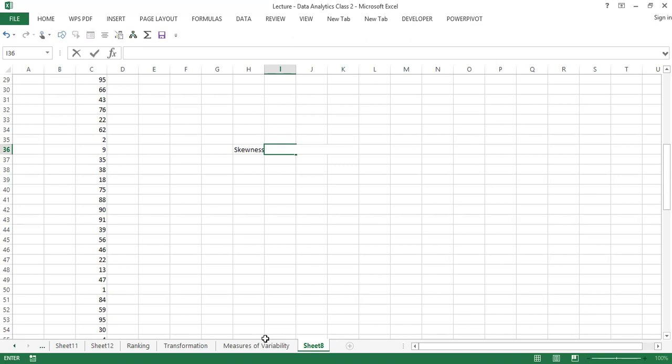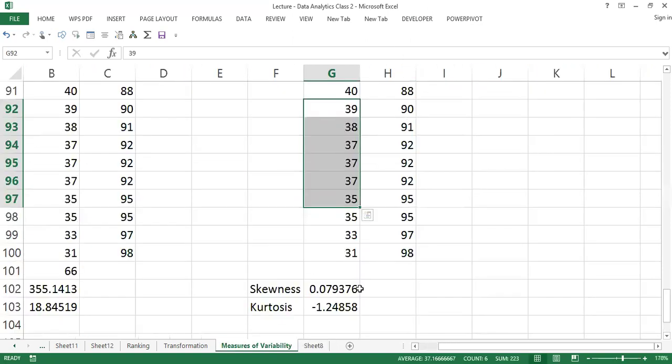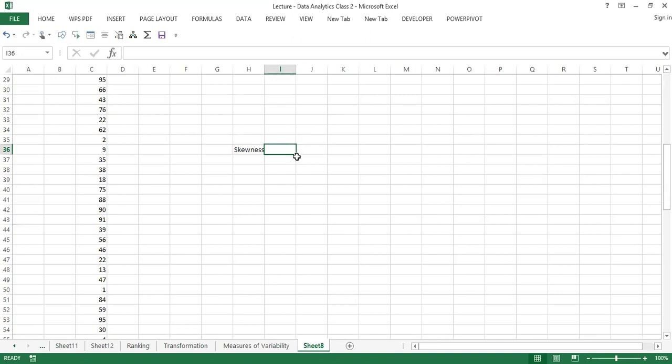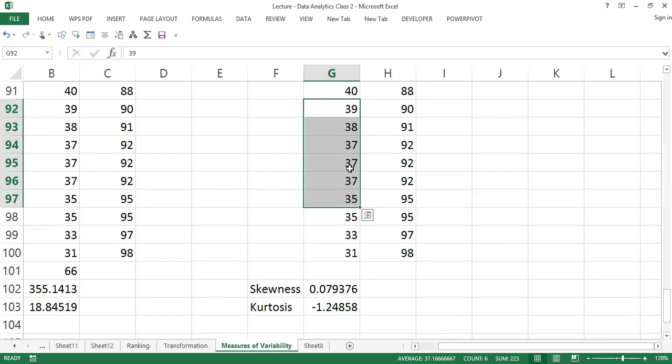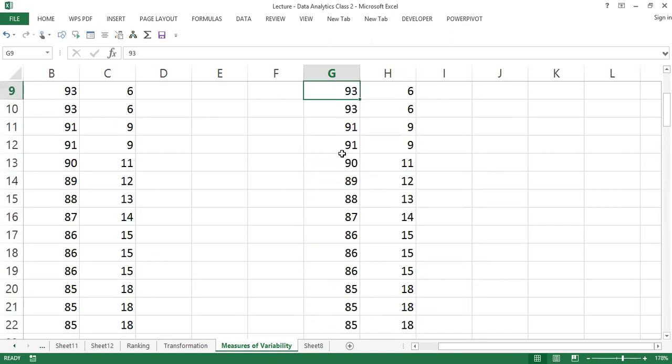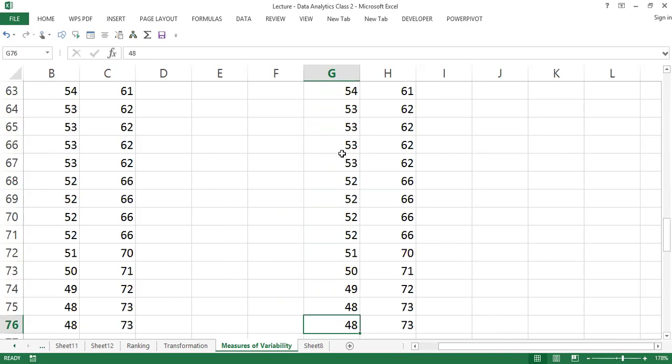So we are looking at 3D referencing. Okay, let's assume that here we need the skewness of this data, but we want the result to be on another sheet. Can that be done?